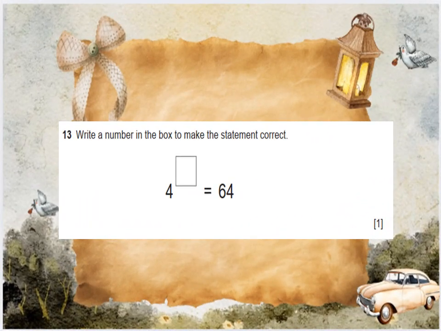We need to write a number in the box. So we need to write a power. If I say 4 to the power of 1, it's 4. 4 to the power of 2, which means 4 times 4, 16. Now we need to think about 4 to the power of 3. 4 times 4 times 4 will be 64, so it's to the power of 3.